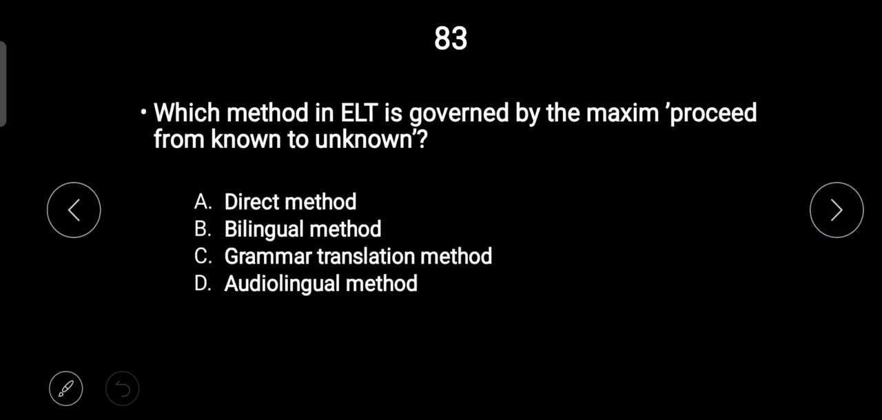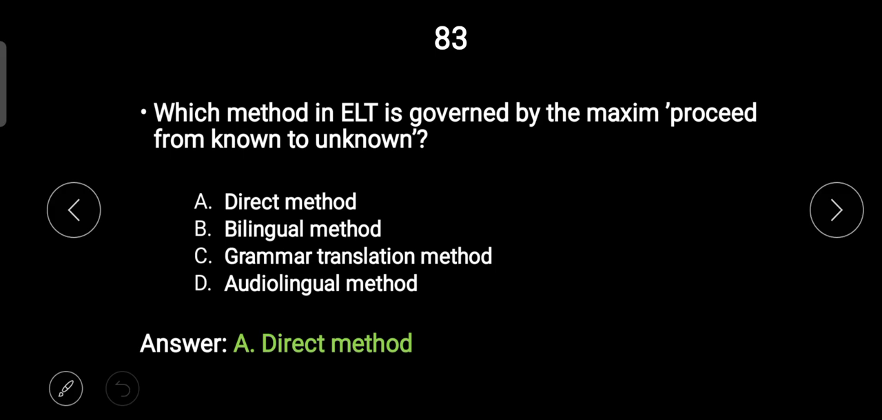Then question number 83. Which method in ELT is governed by the maxim proceed from known to unknown? Options are direct method, bilingual method, grammar translation method, or audiolingual method. So it's a method of teaching English. Of course, proceed from known to unknown is direct method. Okay, it's a method of teaching language, not only English, teaching language.